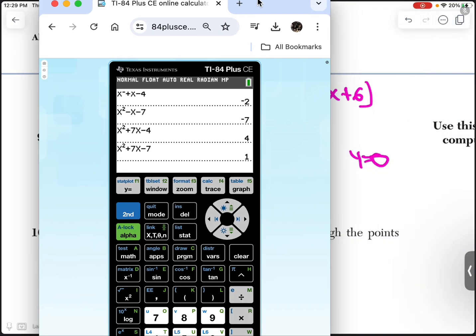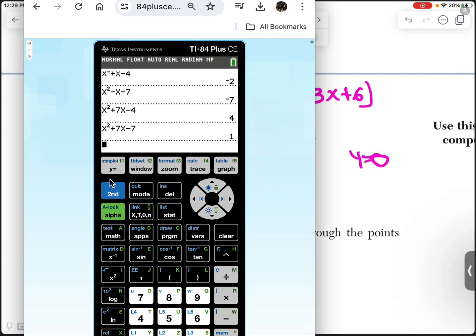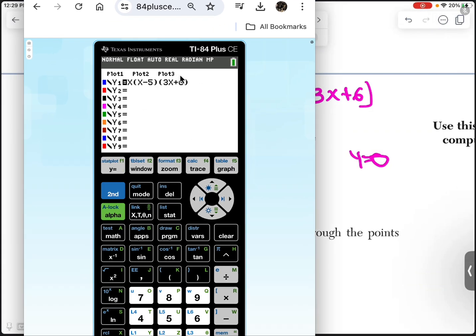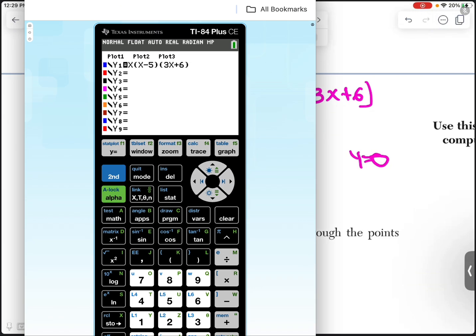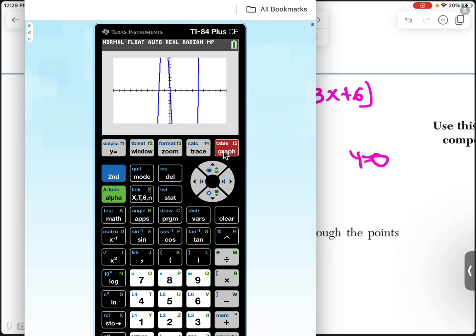So the first thing I want you to do is go to y equals, and I have it already set up here. So this is the equation. Again, I just put it in the calculator as I see it. The calculator knows how to do the work, okay? So now I'm going to hit graph.